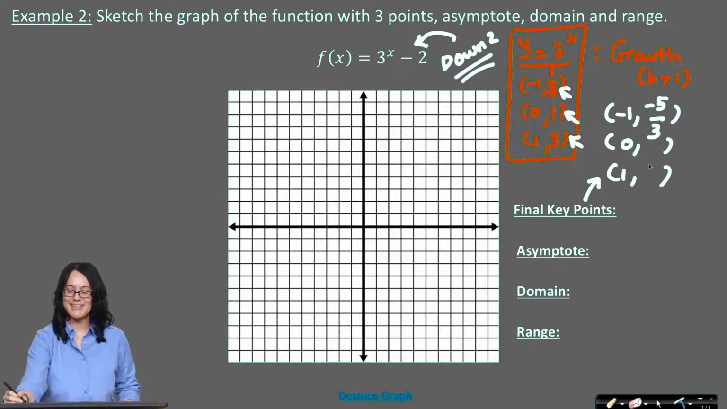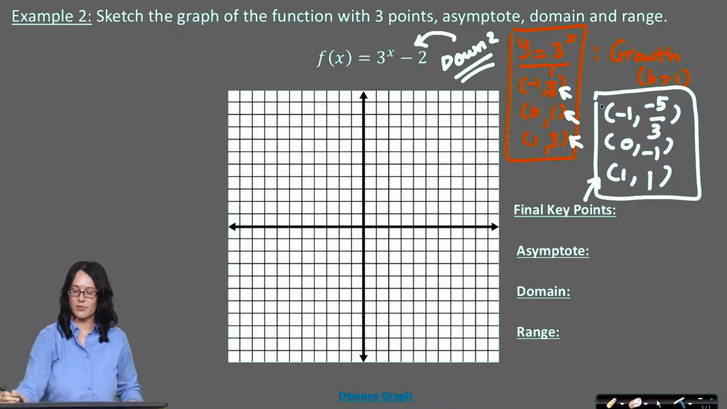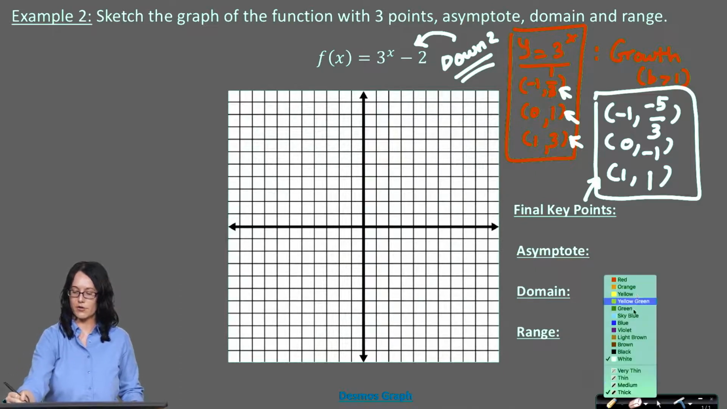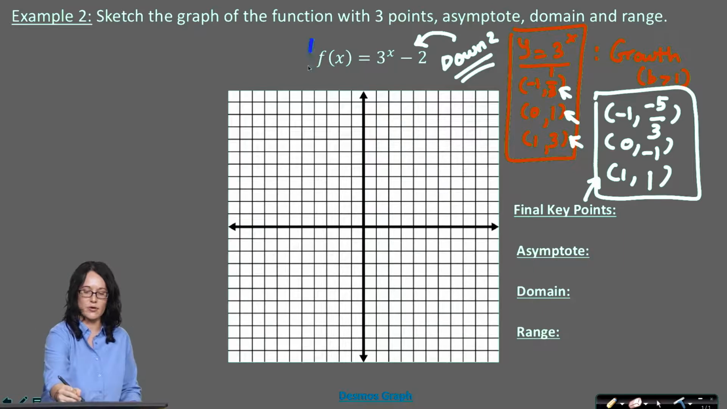Okay. What about 0? Well, if you take 0, it was originally at an output of 1. Subtract 2 from 1, what do you get? 1 minus 2. That's right, -1. 1 was originally giving you an output of 3, but if you subtract 2, you're at an output of 1. So let's see what that means on our graph. We're going to sketch our graph with these final 3 key points after our transformation has taken place. So the graph of y equals 3 to the x minus 2.